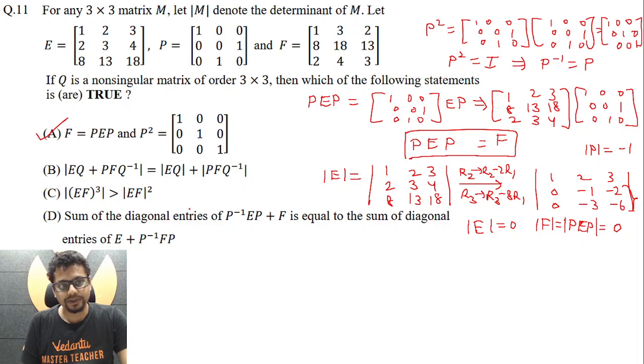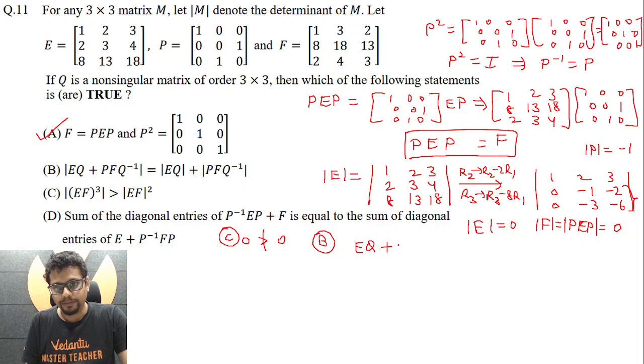So now let's explore option B and option C. If you see option C first, clearly left hand side is 0. Why? Because determinant of E and determinant of F anyway both are 0. So left hand side is 0, right hand side is 0, and 0 greater than 0 is false. So C is not correct. Now coming to B option, EQ plus PF Q inverse. So EQ plus PF. F you can write as what? PEP. So F you write as PEP Q inverse. So this determinant is what we are looking for.